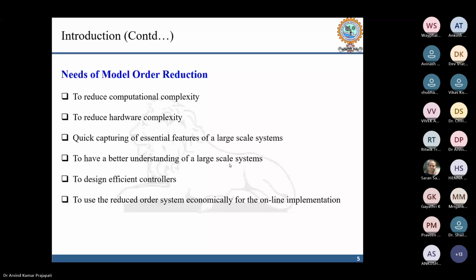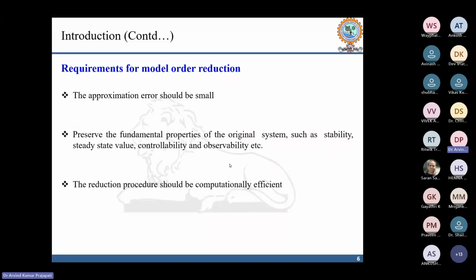So if you are doing model order reduction, what are the requirements for reduced order modeling? The first thing is that the behavior of the original system and its equivalent reduced system must be equivalent, meaning the behavior of the original and reduced systems will be approximately similar. Only then can we say that the model order reduction technique is working.